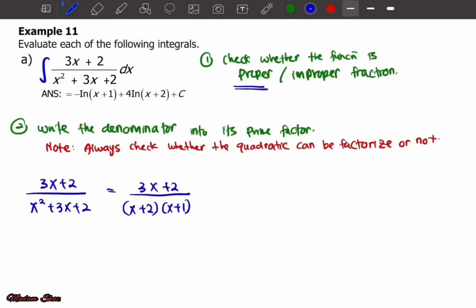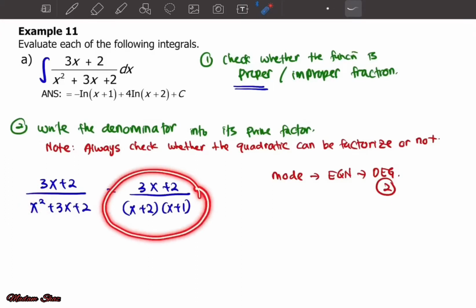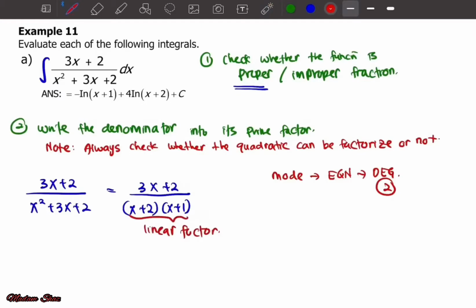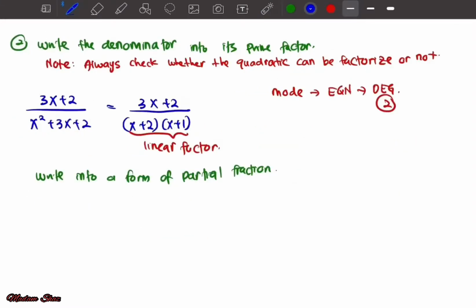So how to check by using the calculator? Mode, EQN, degree. So this one is degree 2 because we have x to the power of 2. So now our function has become linear factors. So therefore, write our denominator in terms of linear factors. So write it in the form of a partial fraction.